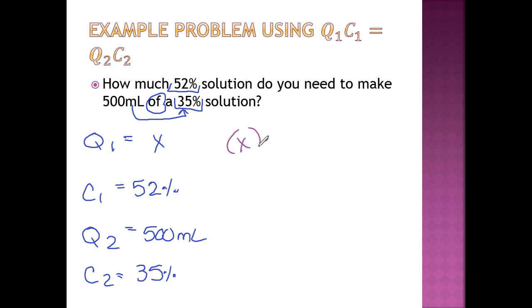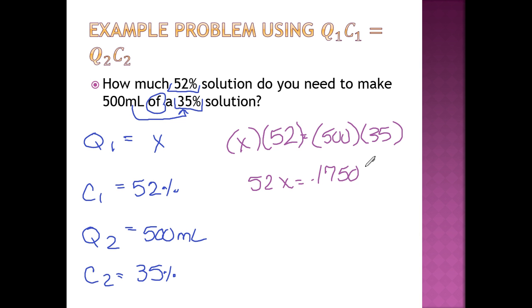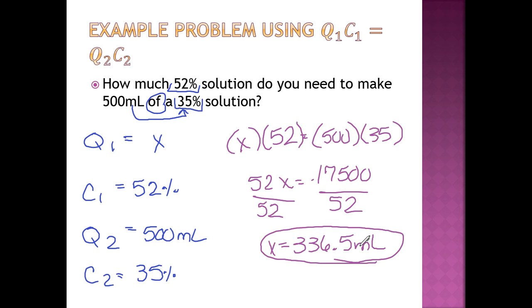I'm going to go ahead and set up my equation. I have X times 52 is equal to 500 times 35. So I'm left with 52X is equal to 500 times 35 gives me 17,500. I'm going to divide both sides by 52 to get X by itself. And I get X is equal to 336.5 mLs. So that will be my answer.